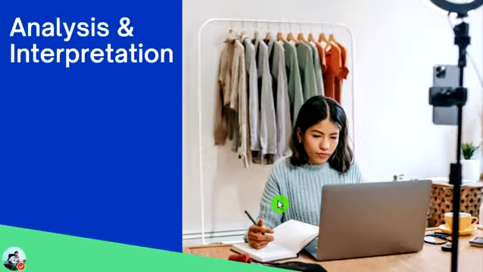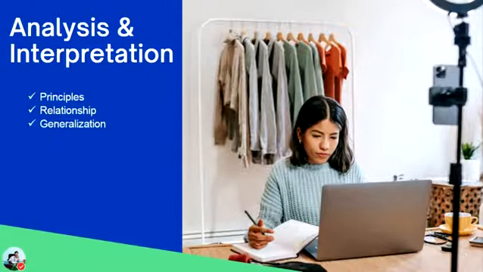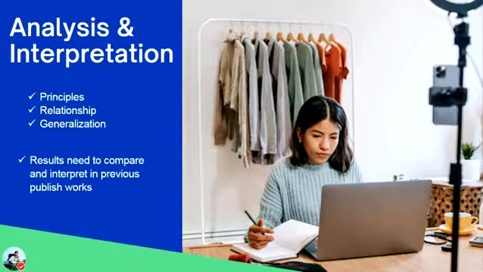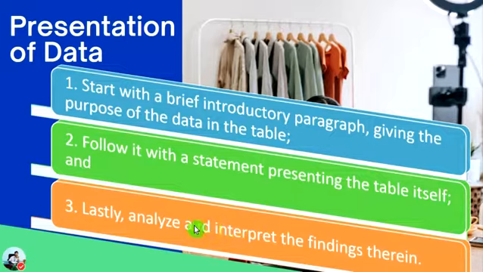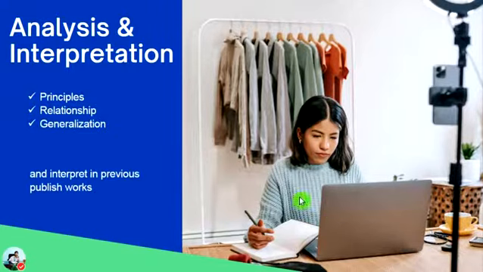Now let's proceed to analysis and interpretation. This discussion part should present the principles, relationships, and generalizations shown by the results. The results need to be compared and interpreted against previously published work. As we mentioned, in the third part there is an analysis and interpretation of the findings. Under the table, you also need to compare and interpret it with the previously published work.